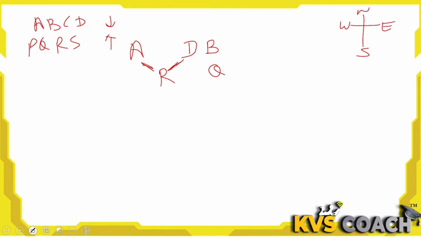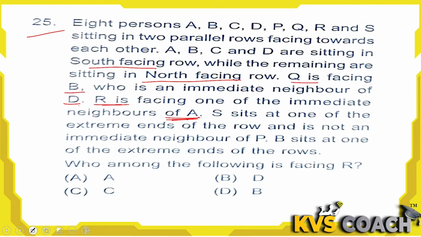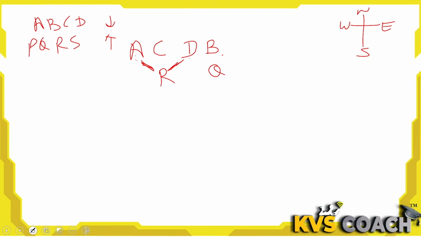तो R या तो इधर फेस कर रहा है या इधर फेस कर रहा है, and this is the immediate neighbor of what. So here it is A, here it is B and D already given, so it means here it will be C. Okay, now they are saying S is sitting on the extreme end of the row and it is not an immediate neighbor of P. S is not immediate neighbor of P and sitting at the end of the row, so it means S is sitting here because it is not immediate neighbor of P, so it is sitting here.